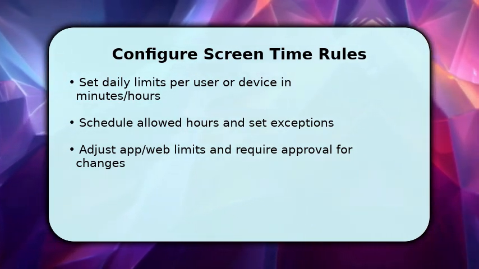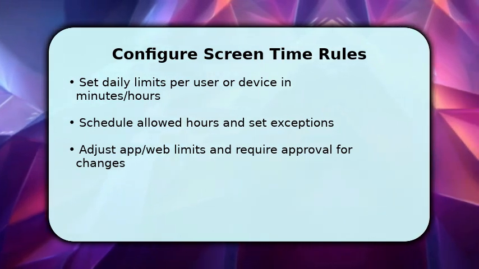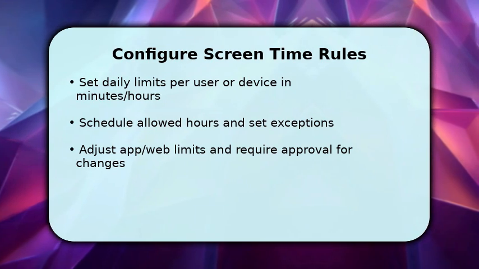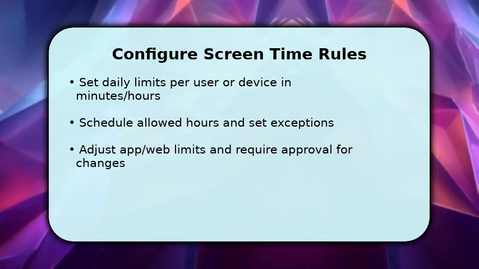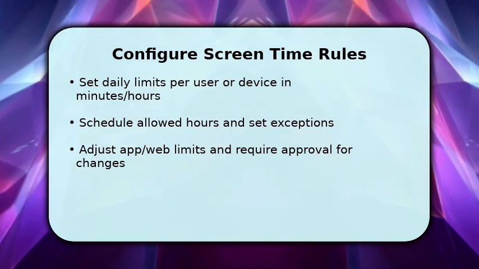Also specify app and website limits for distracting software and require a parent or admin approval for changes. This prevents accidental overrides. These choices enforce habits and help the system automatically block access when limits expire.